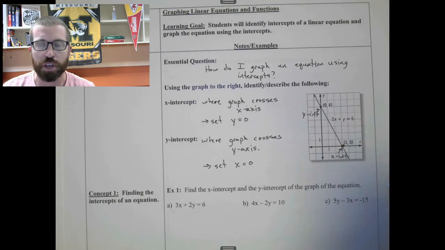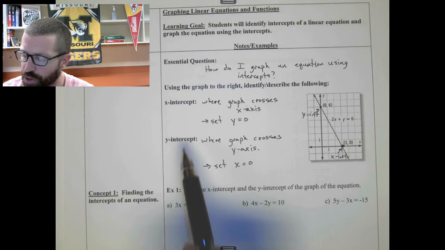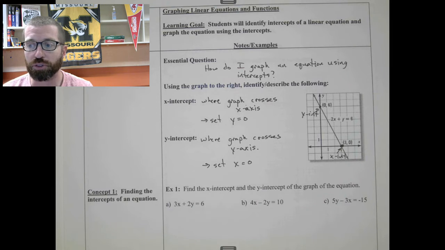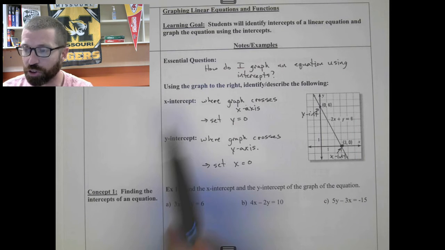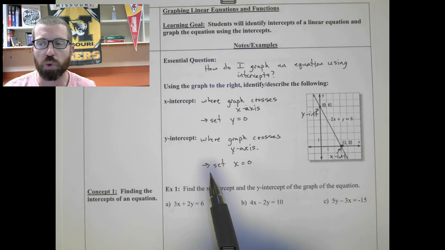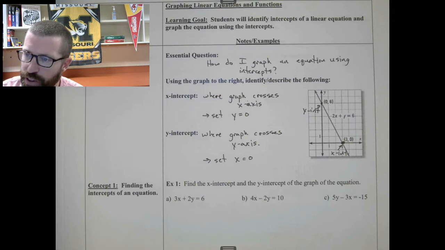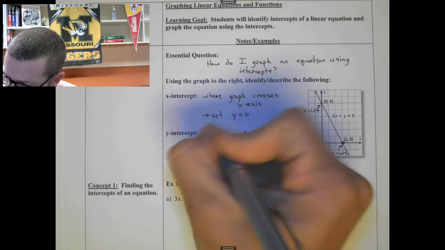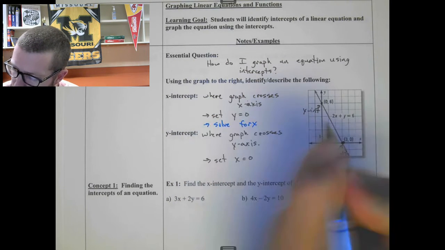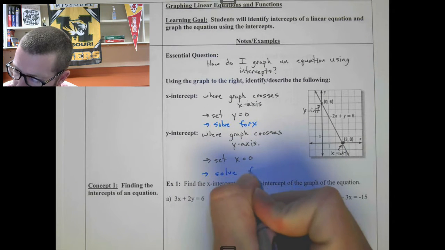This is confusing because to find the x-intercept, you set y equal to 0, and to find the y-intercept, you set x equal to 0. But as we dive into these examples, you'll see it also works out that to find the x-intercept, your answer is x equals a number. To find the y-intercept, your answer is y equals a number. We could also add, after you set y equal to 0, you solve for x. And after you set x equal to 0, you would solve for y.